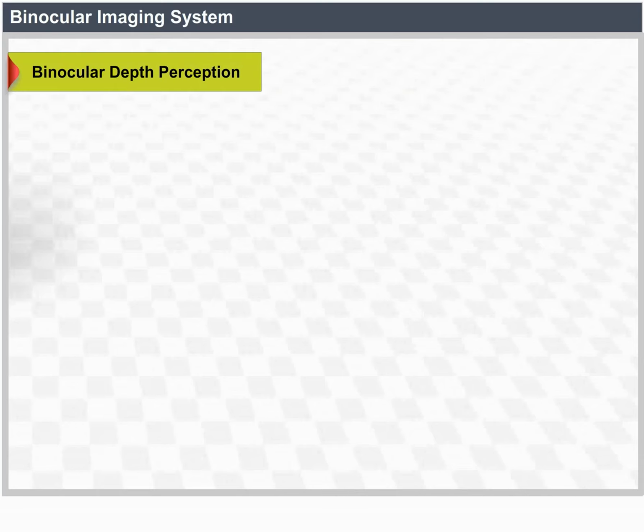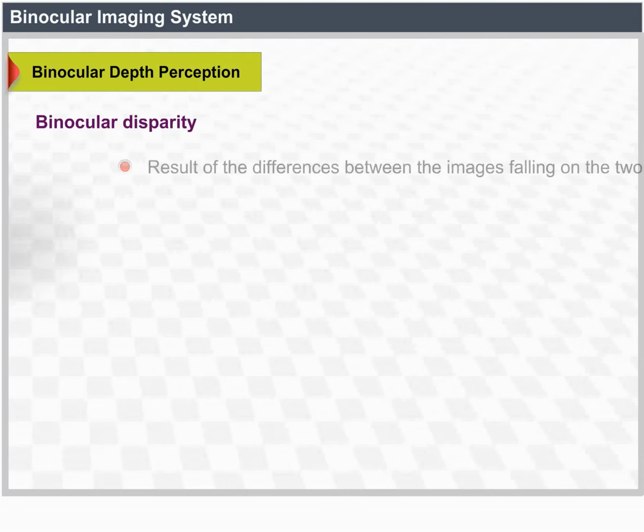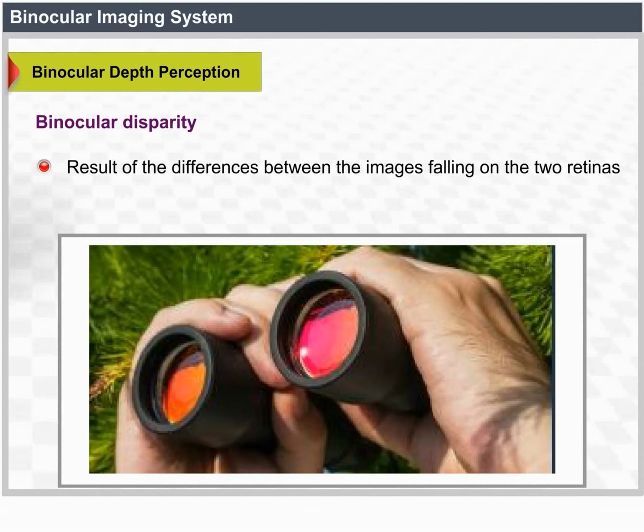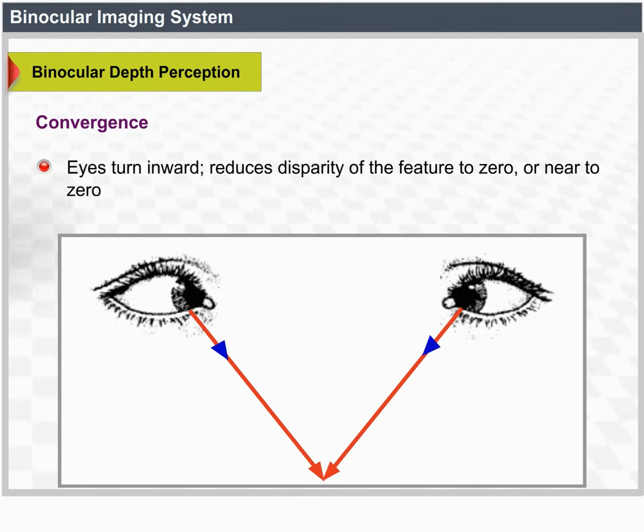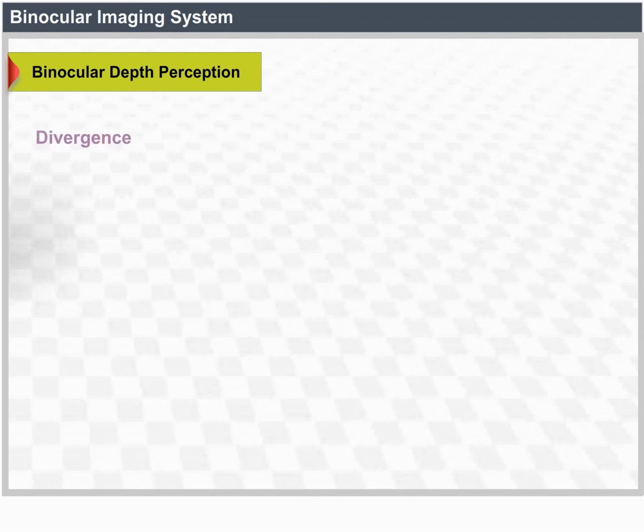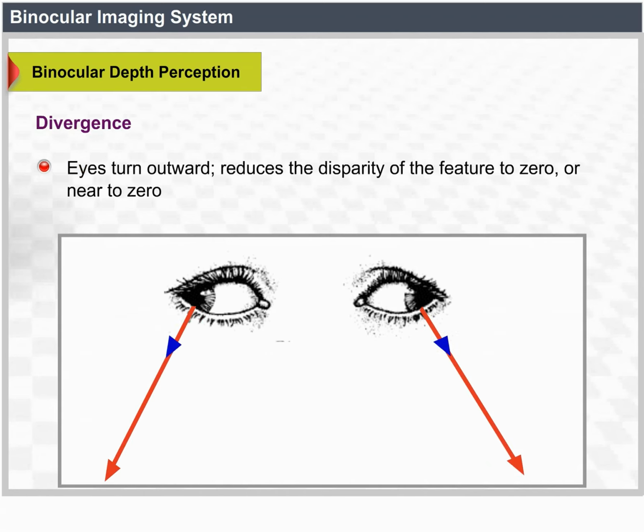Binocular depth perception. Binocular disparity: differences between the images falling on the two retinas. Convergence, eyes turn inward, reduces disparity of the feature to zero or near zero. Divergence, eyes turn outward, reduces the disparity of the feature to zero or near zero.